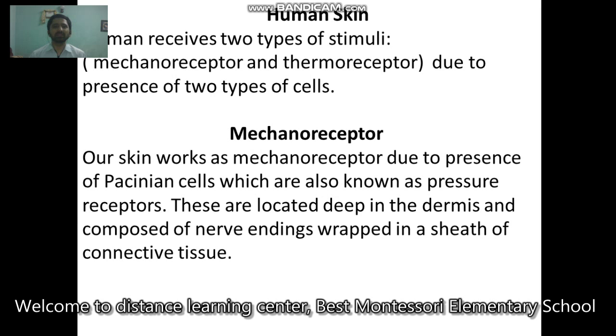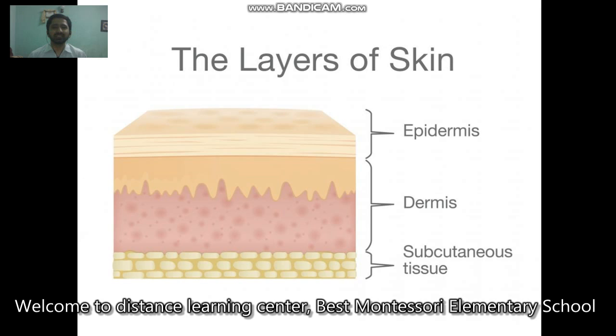Moving on to human skin. As an organ of mechanoreceptors, the skin has Pacinian cells. These Pacinian cells, also known as pressure receptors, are present deep in the dermis and are composed of nerve endings wrapped with connective tissue. If we see a picture of the skin, the outermost layer is the epidermis, the middle one is the dermis, and then the subcutaneous tissue, which consists of fats and so on.